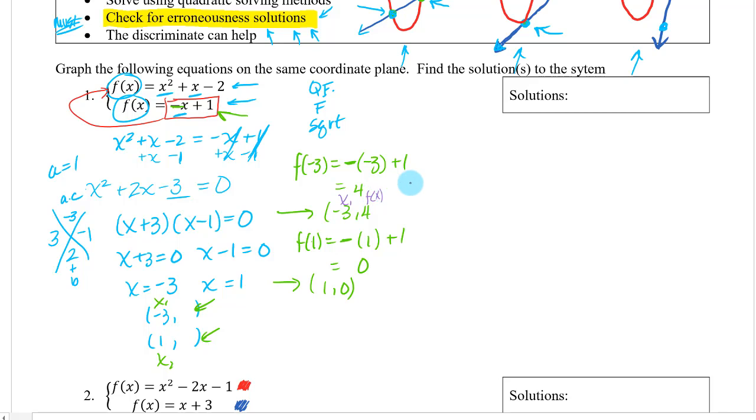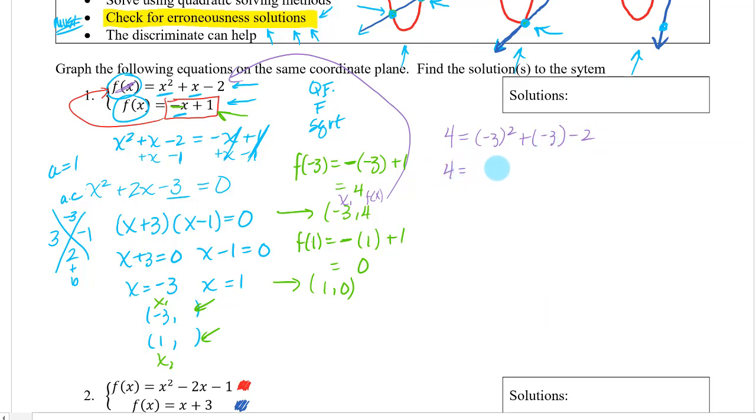So there's my f of x term. I'm going to plug in 4. This is going back into my quadratic right now. 4, that's f of x right here. So I'm going to say 4 is equal to my x value squared, so -3 squared. And then I'm going to put plus -3. And then I'm going to put -2. If this makes a true statement, then it's a solution.